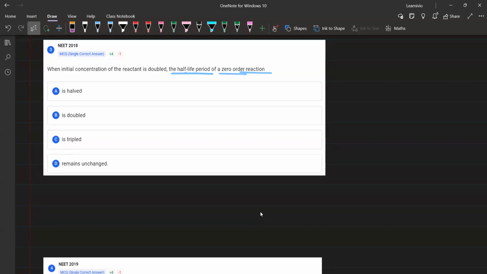Okay. Yes, you're correct. Alia, did you write the formula for half-life of zero order reaction? Yes, Alia. Sorry, sir. The screen wasn't visible for me. I guess I got disconnected. I'm doing it now.